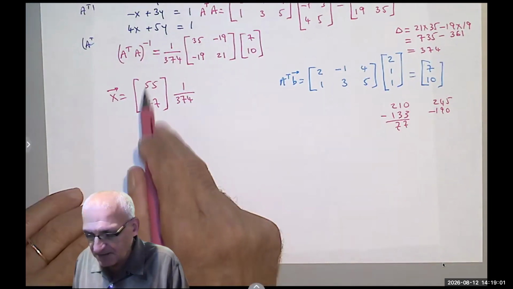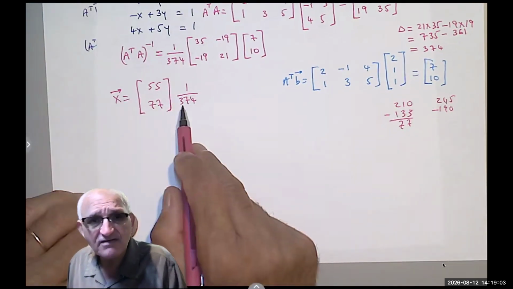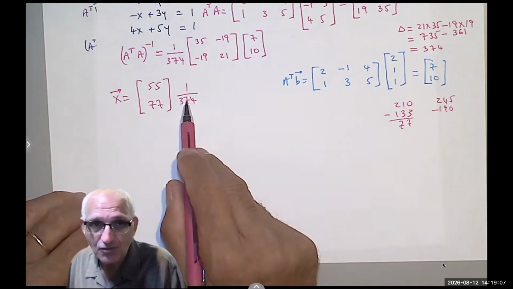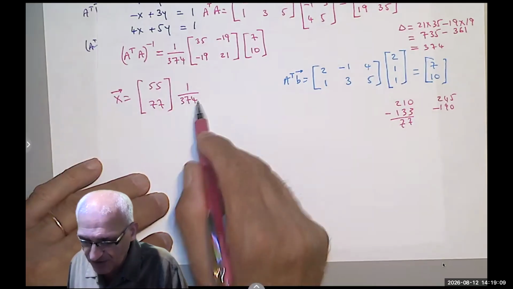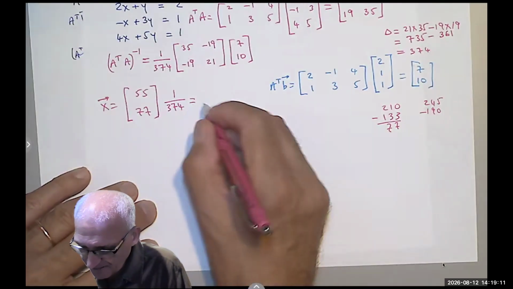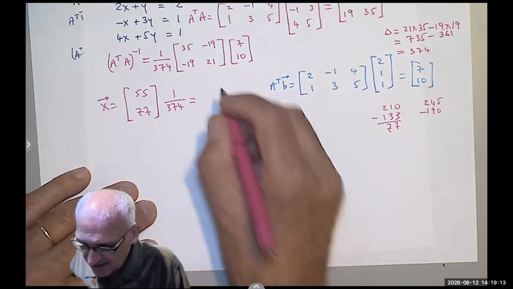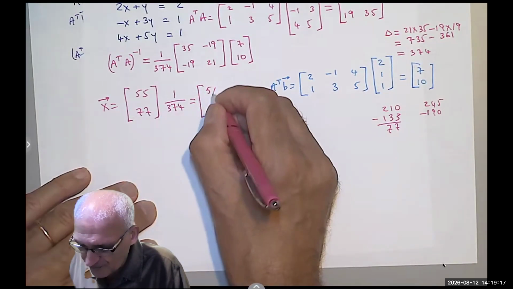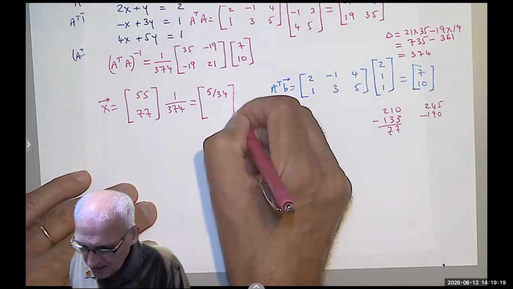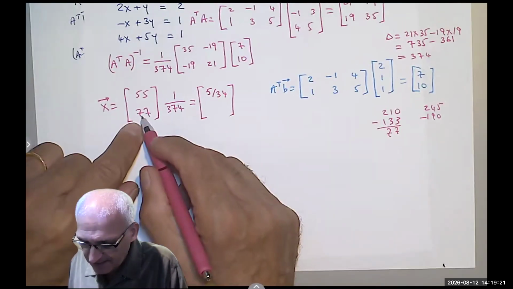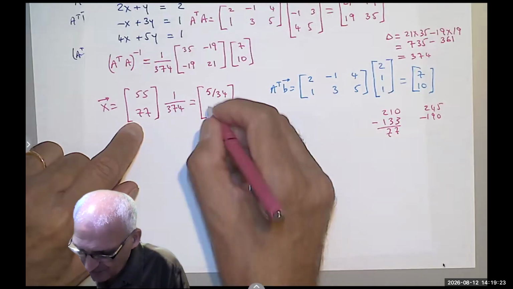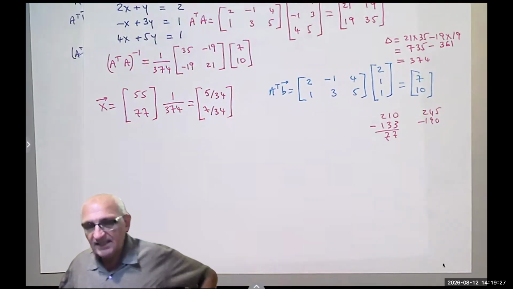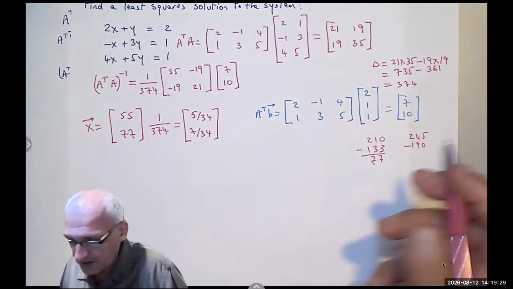You can see that these numbers are divisible by 11, and 374 is also divisible by 11, so it's 34 times 11. So if I divide by 11, I get 5 over 34. And when I divide that by 11, I get 7 over 34. Meaning X is this, Y is that. I don't know why is that.